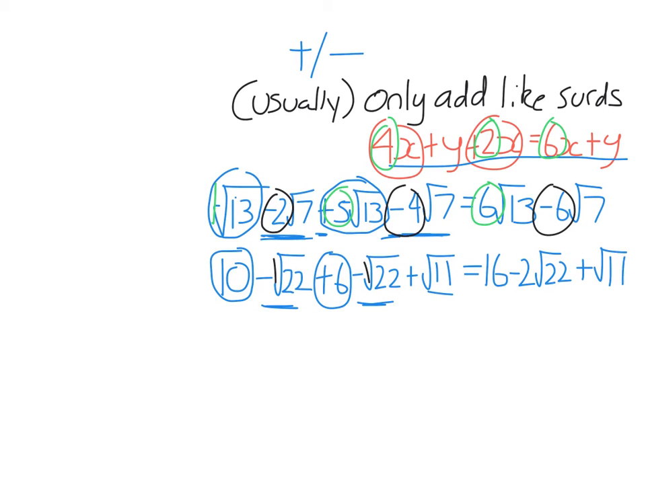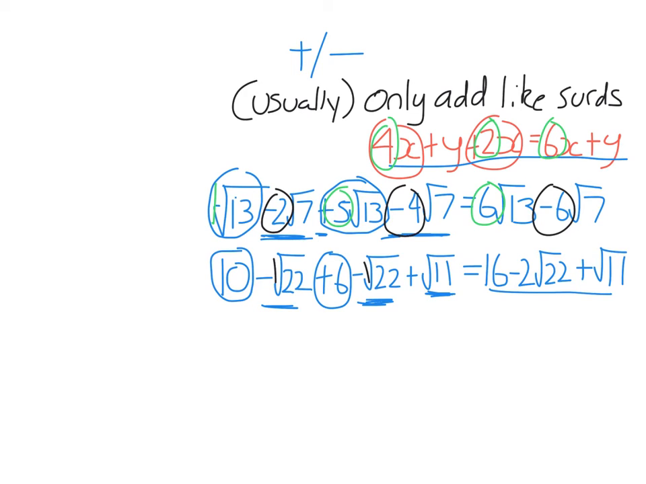Don't get fooled into thinking that root 11 and root 22 can be added because 11 is a factor of 22. Unfortunately, it doesn't work like that. So this is our final answer. It cannot be simplified any further because there are no like surds.